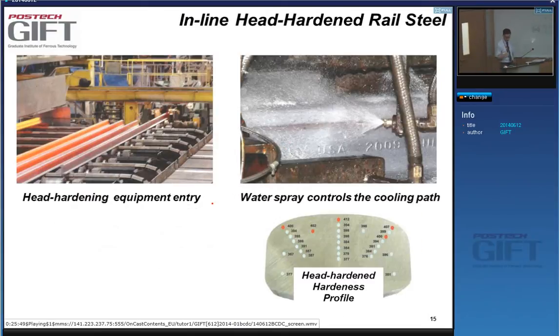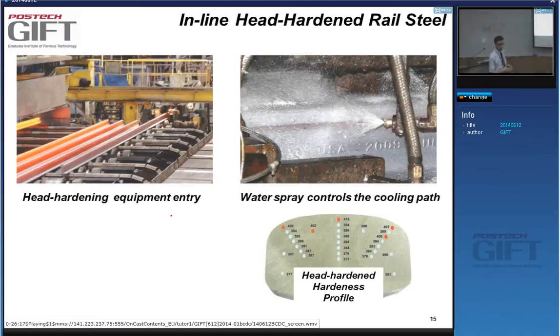You can see from this, this is the head of a rail, yes? Obviously, it's on the top surface that you want the best wear resistance. But that's also a massive piece, yeah? So what you do is you head harden the rails, yes?